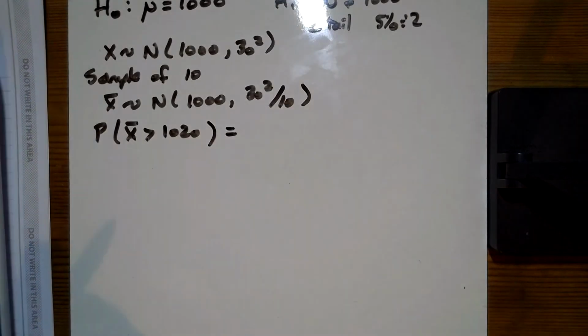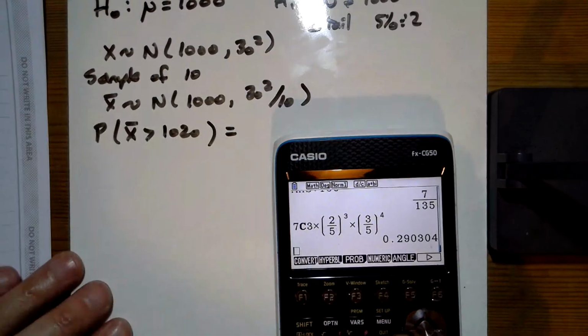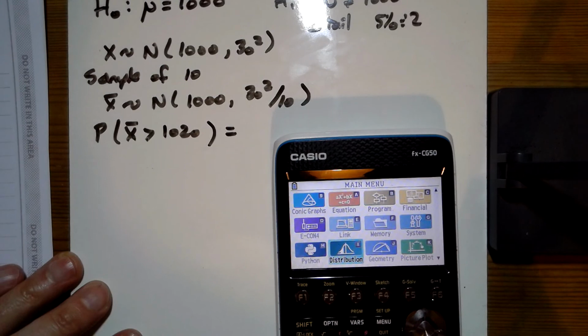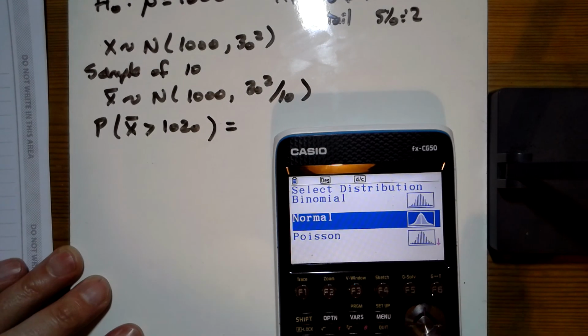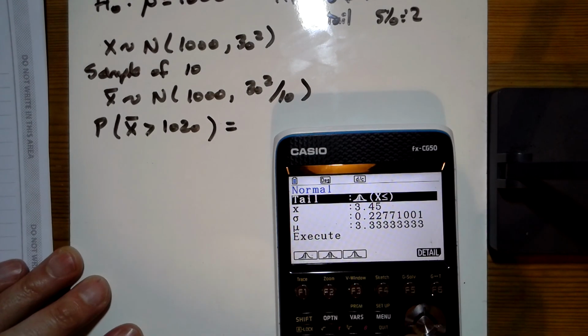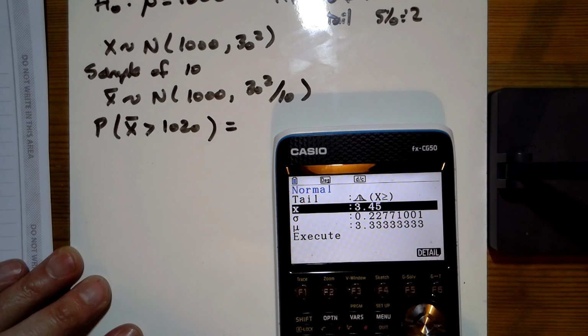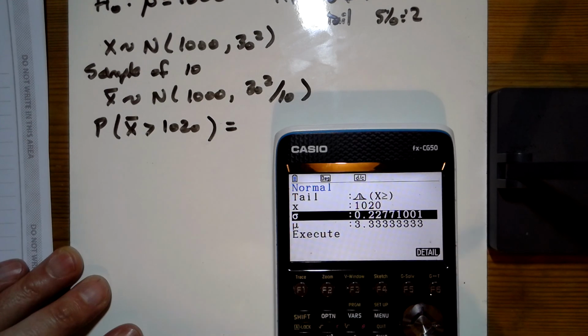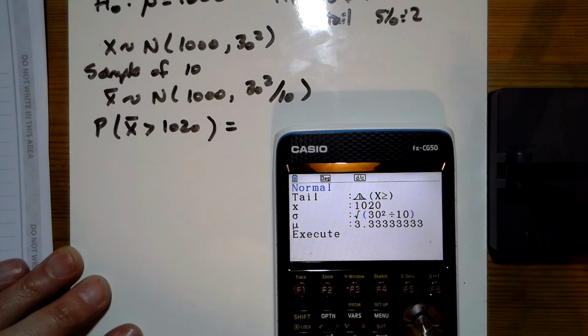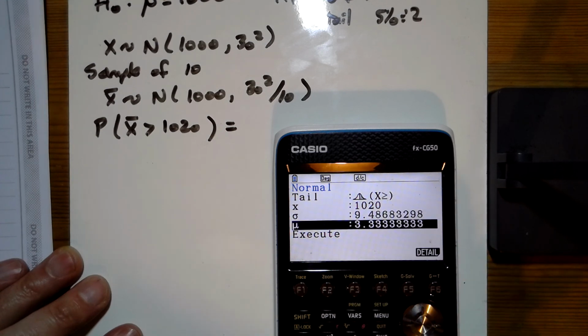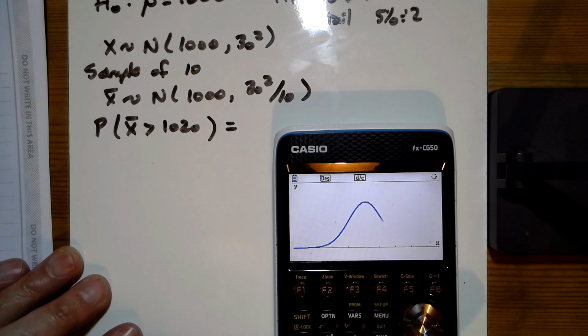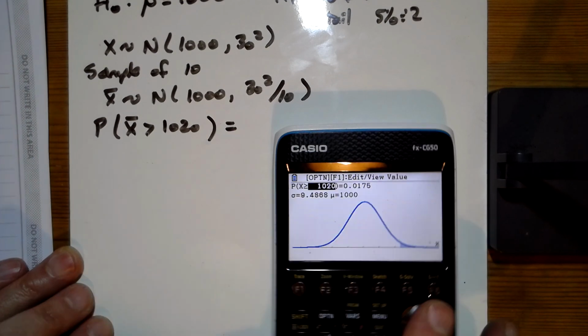And so just grab our calculator, stick that into our normal distribution mode, and see what it gives. So normal, I'm going greater than, X is 1020, standard deviation is the square root of 30 squared divided by 10. Yes, you can do 30 over root 10, of course you can. And the mean is 1,000, and that tells us it's going to be quite big, isn't it?